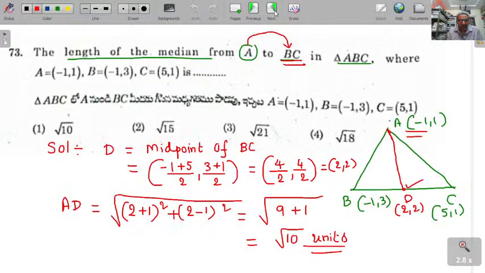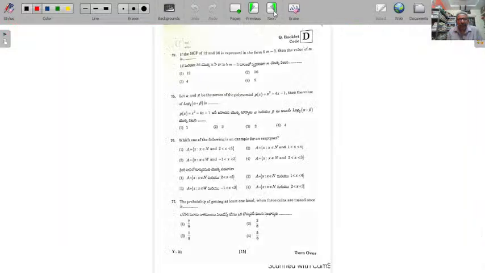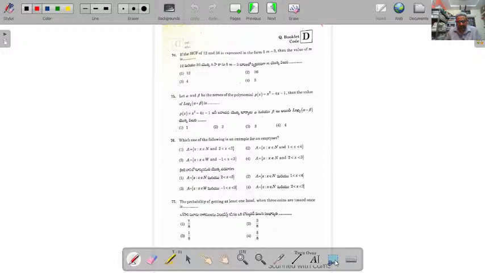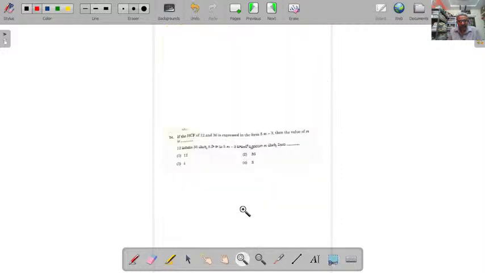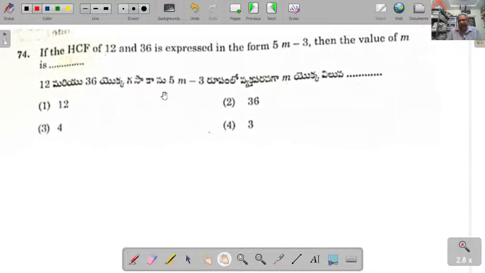So 73rd problem has been completed. Let us move to 74th problem. Okay, let's have a discussion on the 74th problem. It's a very interesting question. See, just read the question carefully. If the HCF of 12 and 36 is expressed in the form of 5m minus 3, then the value of m. So how to find out this question?